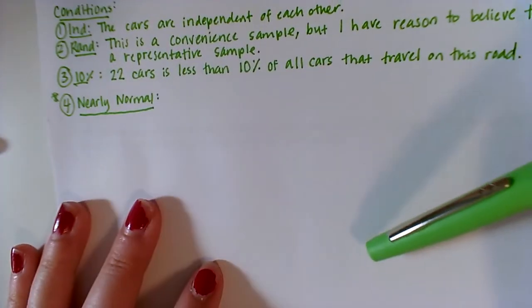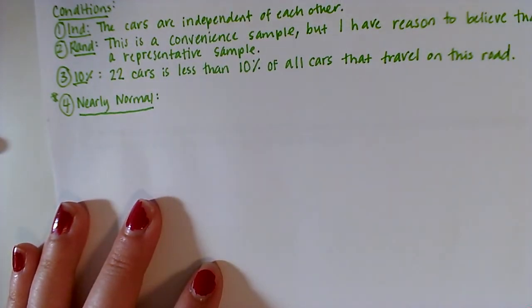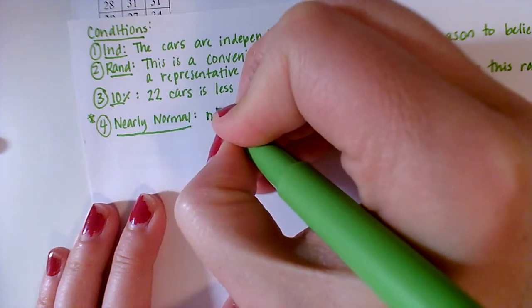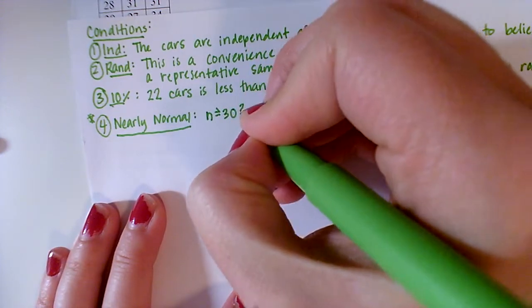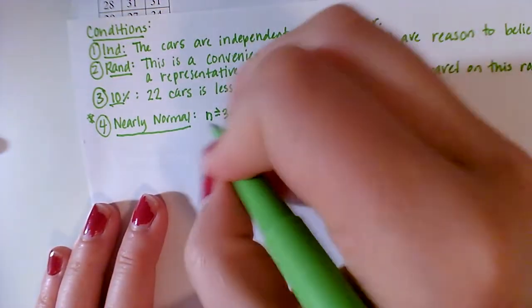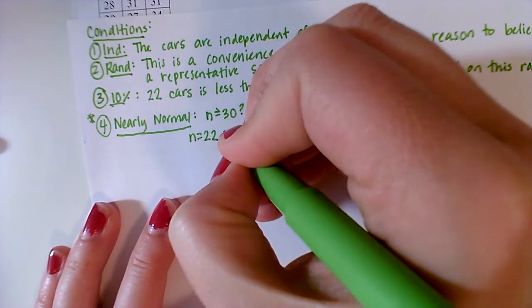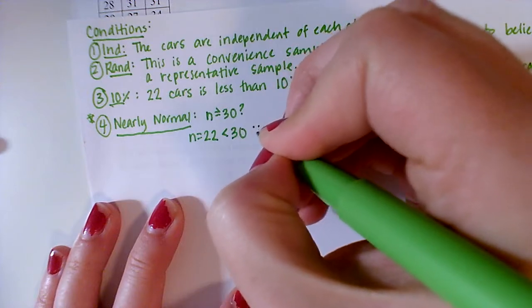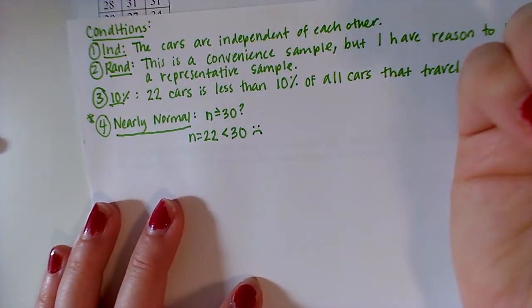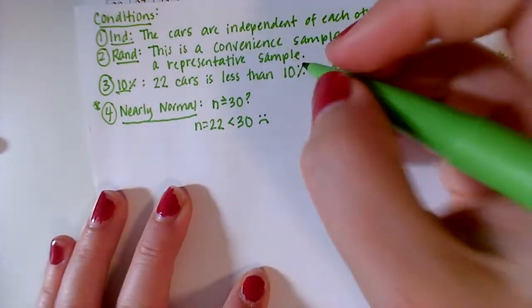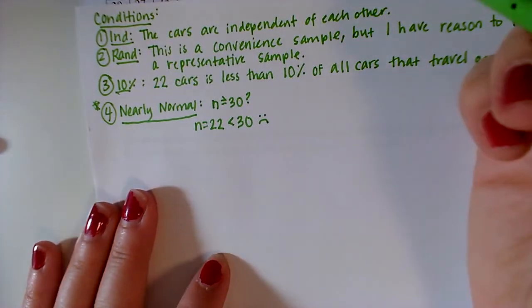So the nearly normal condition is a really interesting one because here I'm checking to see if my sample size is large enough. So here I'm going to check, is n greater than or equal to 30? Well, what was my n? My n for this problem is 22, which unfortunately is definitely smaller than 30. So I can't use the central limit theorem to guarantee a normal model, but I could still check to see if my data is somehow normal.